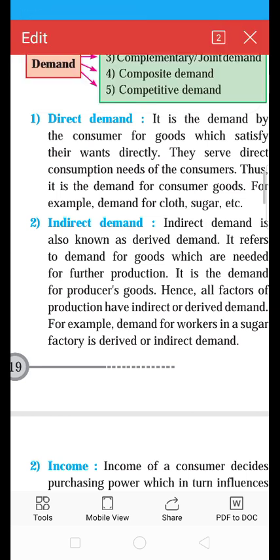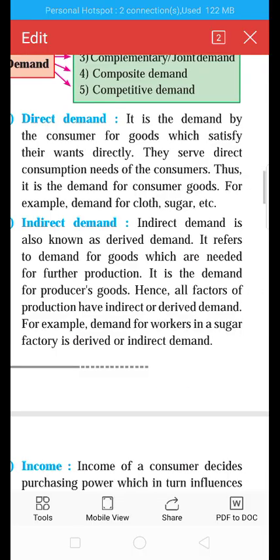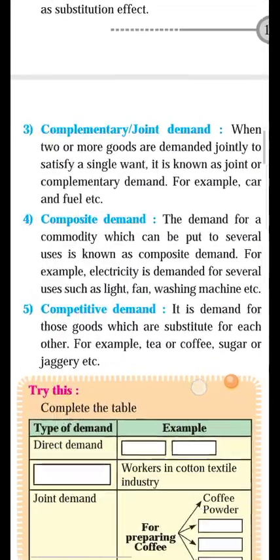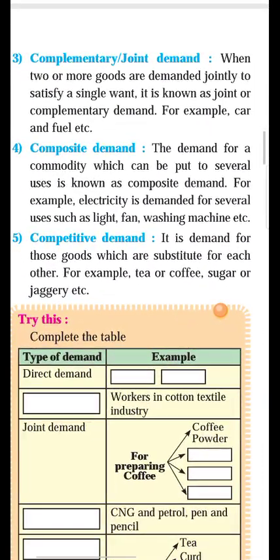Indirect demand, also known as derived demand. All producer goods are derived demand. Third, joint demand, where two commodities jointly satisfy the human wants, that is joint demand. Car and petrol, chalk and duster, mobile and sim. Pen and ink, chalk and duster, all these are examples of joint demand.